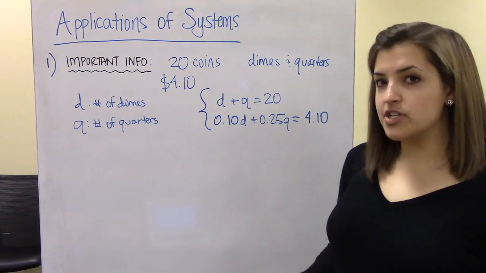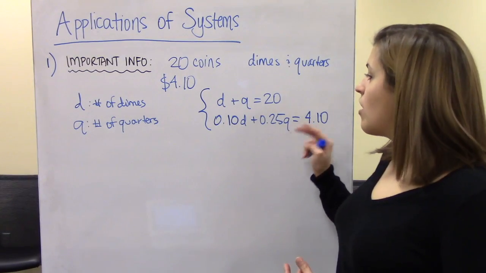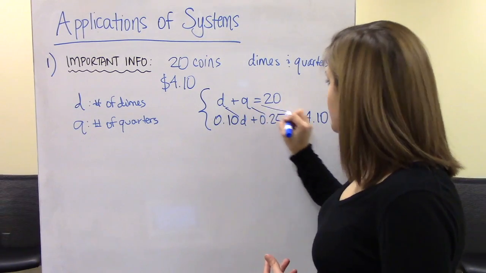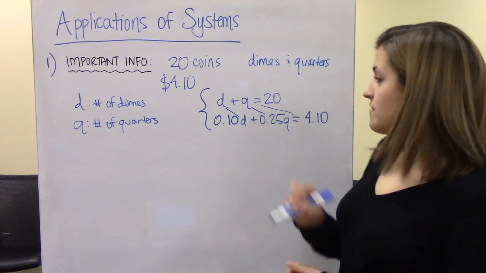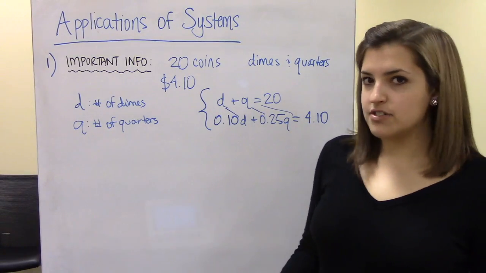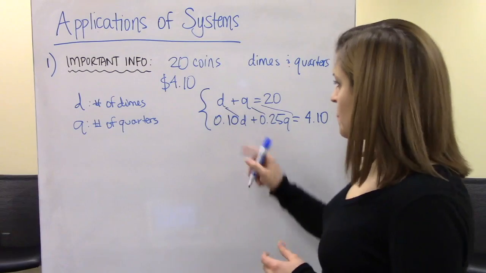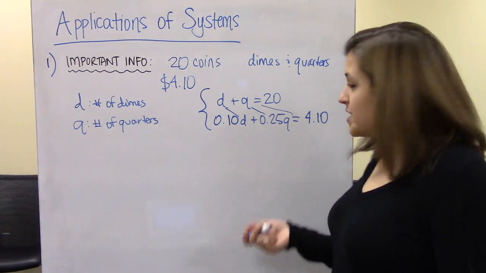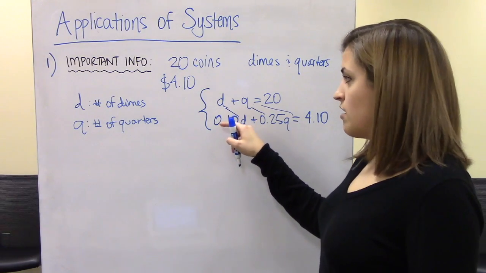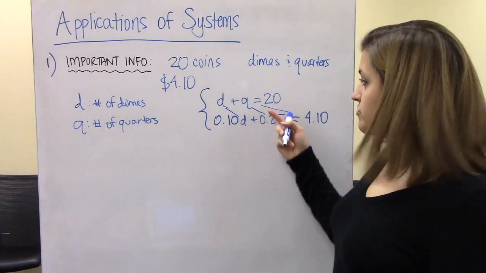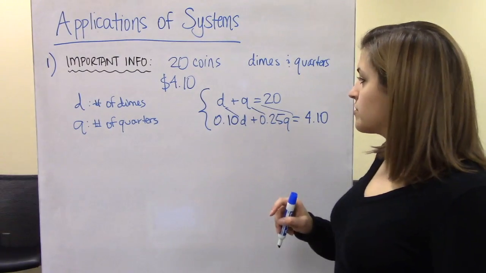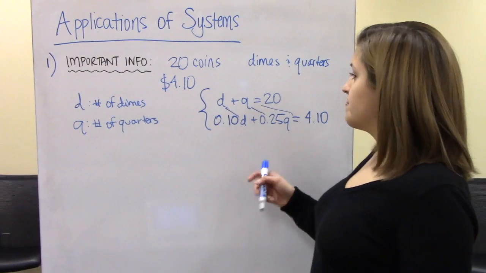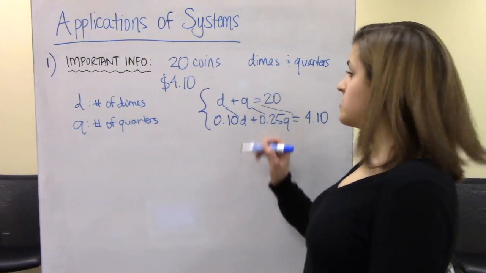I might use elimination because both of my equations are already in standard form. They're already lined up by D's, Q's, and my equal sign. But all I have to do is multiply by some factor to get something to cancel. So I might multiply this first equation by negative 0.1, because that way my dimes cancel. I could also multiply by negative 0.25, and my quarters would cancel. There are a few different ways we can do it. So I'm just going to multiply by negative 0.1.